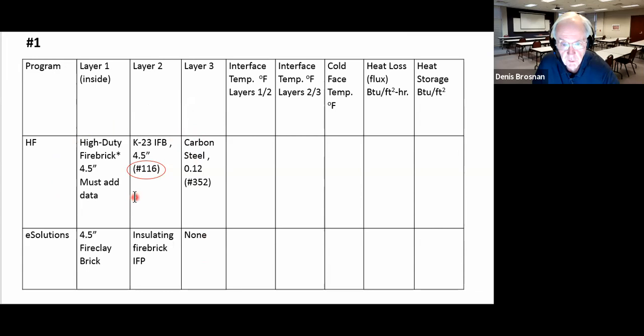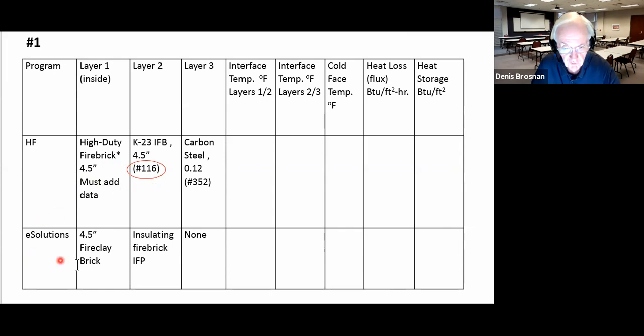So layer number 2, I said, was K23 insulating fire brick, IFB. K indicates the thermal ceramics number, K-23, 2300 degrees Fahrenheit, rating 4.5 inches. The reason I use 4.5 inches is a 9-inch straight refractory brick. A standard brick in the United States has dimensions 9 by 4.5 by 3. So you can see that this brick is laid flatwise on the larger area surface of the brick, and it makes the lining 4.5 inches thick. Same with K23.